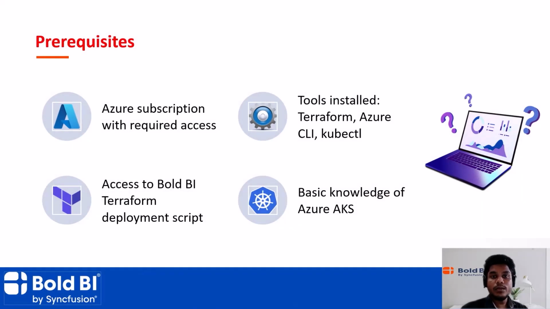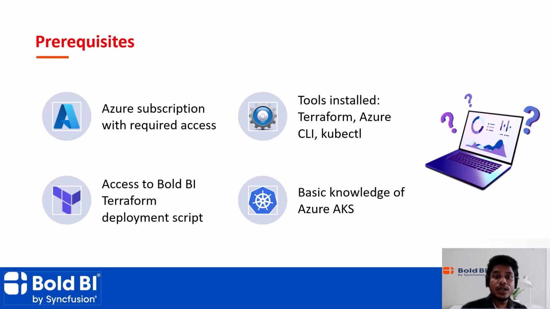Before deploying Bolt BA on AKS using Terraform, a few things are required. First, you need an Azure subscription with owner level access, which is needed to create an app registration. You also need to create an app registration in Azure and provide its details to the Terraform script. You can either assign least required privileges for better security or give contributor access for simplicity.